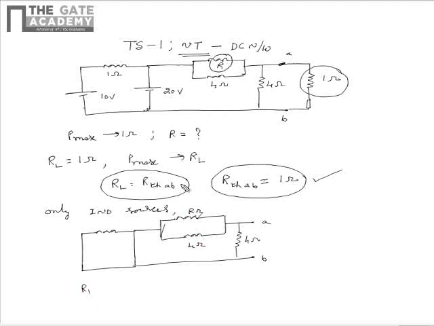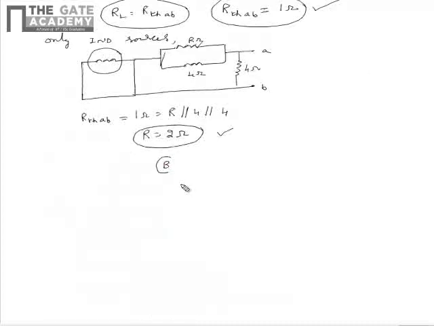So from this we see that the Thevenin's resistance RThAB is equal to 1 ohm, which is equal to R in parallel with 4 in parallel with 4. Please note that the resistance marked now is shorted. From this, upon simplification, we see that the resistor value R is equal to 2 ohms for maximum power transfer to the load resistance 1 ohm. So the required value of R can be written as 2 ohms. Hence, the correct option is B.